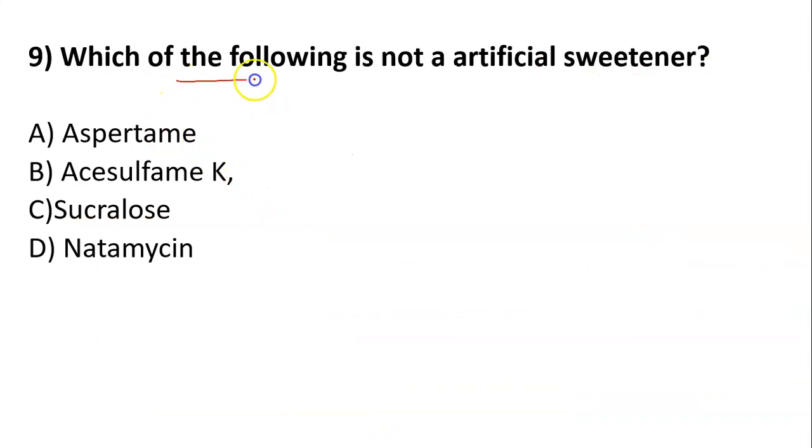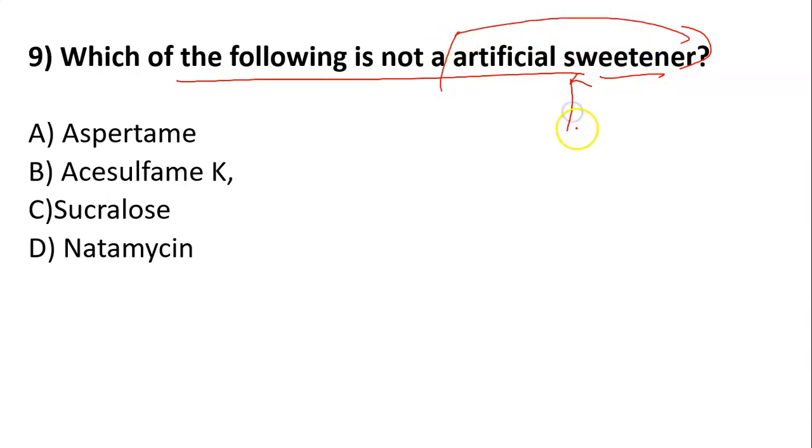Now, which of the following is not an artificial sweetener? You have heard about artificial sweeteners and what their advantages are, why they are used. So you have to identify. Your options are aspartame, acesulfame K, sucralose or natamycin. You have to identify which one is not an artificial sweetener.